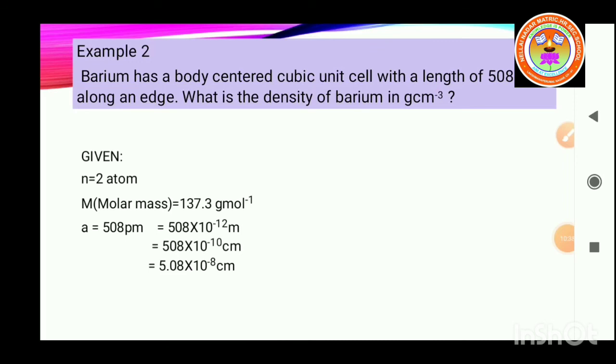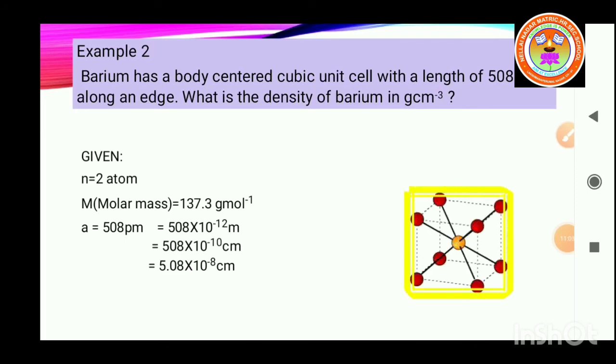a is equal to 508 picometer. Shall I convert it into meter? It is multiplied by 10 power minus 12. Shall I convert meter into centimeter? It becomes 10 power minus 10. So, 508 into 10 power minus 10 centimeter. Shall I reduce it once again? So, 5.08 into 10 power minus 8 centimeter. Yes. Shall I substitute here? This is a diagram of the body-centered cubic unit cell.